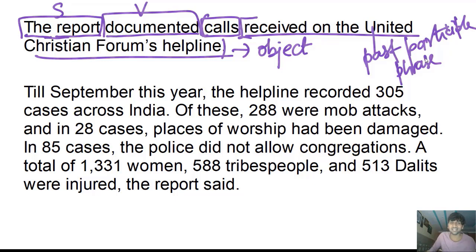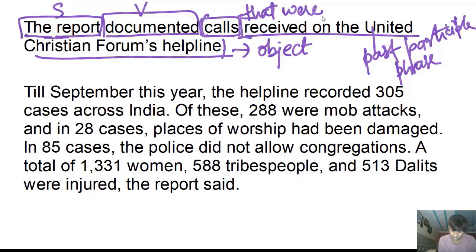And it is basically an adjective clause. It's a reduced adjective clause. The report documented calls that were, we can make it an adjective clause as well, that were received on the United Christian Forum's helpline. Got it? Perfect. Simple sentence. It's a simple sentence.